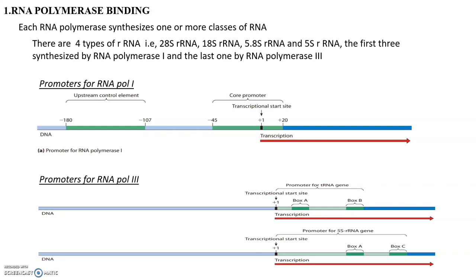And RNA polymerase 3 is a nucleoplasmic enzyme. It synthesizes tRNA and 5S ribosomal RNA. The promoter for the synthesis of tRNA is box A and box B, and the promoter region for synthesis of 5S ribosomal RNA is box A and box C.